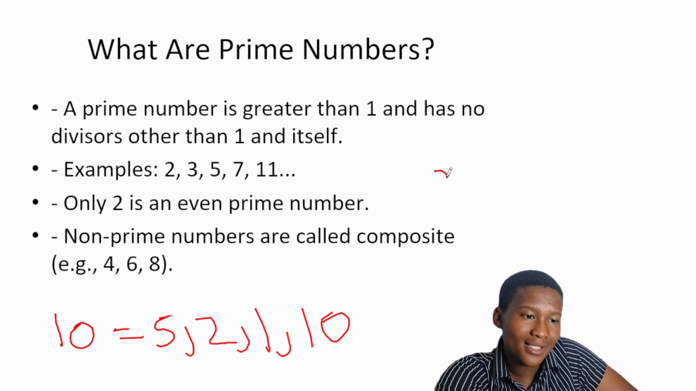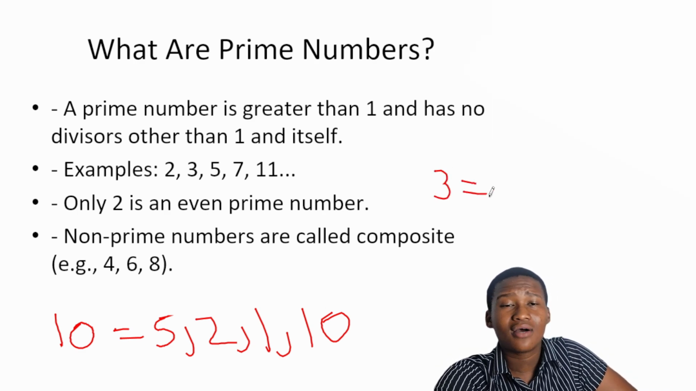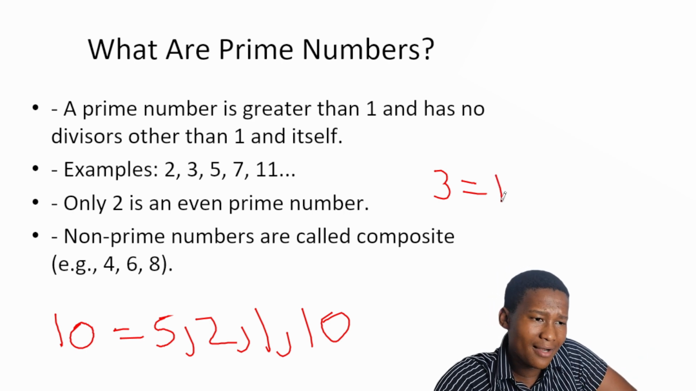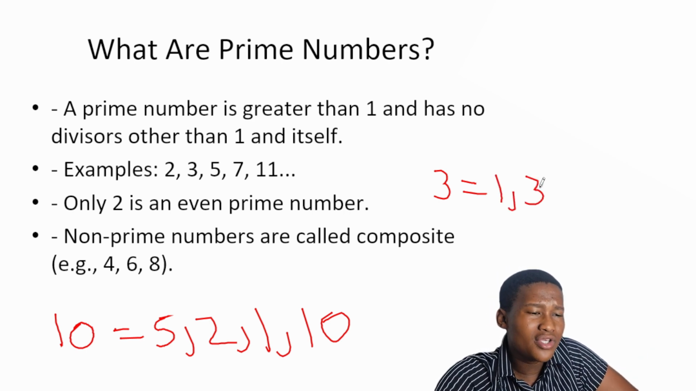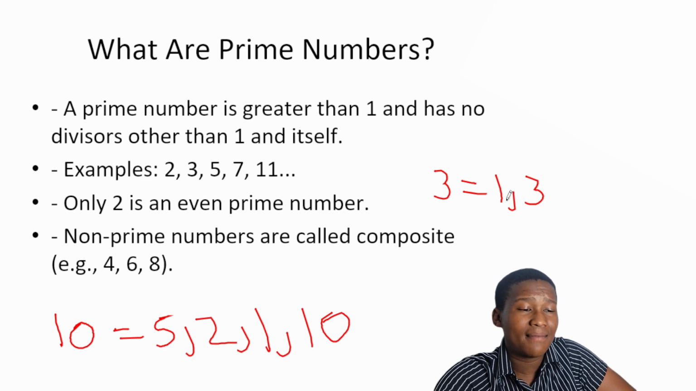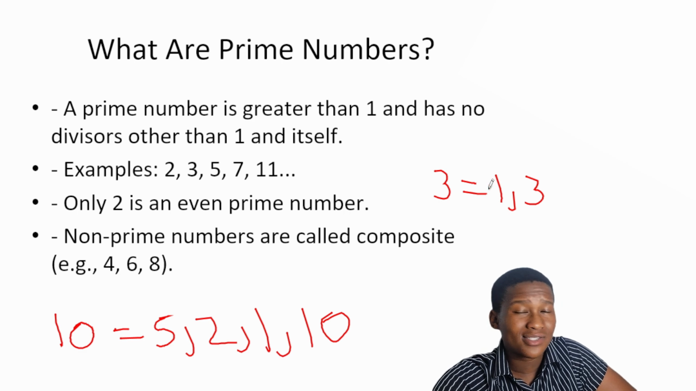But 3, let's take 3. What can divide into 3 without leaving a remainder? It's 1 and 3. Only these two numbers can get into 3 without leaving a remainder, making 3 a prime number because it only has two factors, 1 and itself.